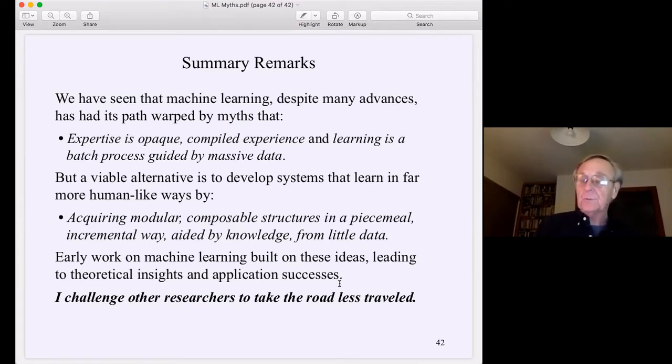And I challenge those of you who have not worked in this alternative framework, this human-like learning framework, to take a look at it. I challenge you to take this road, this less traveled road, because there are great sights to be seen and new discoveries to be made. Thank you.